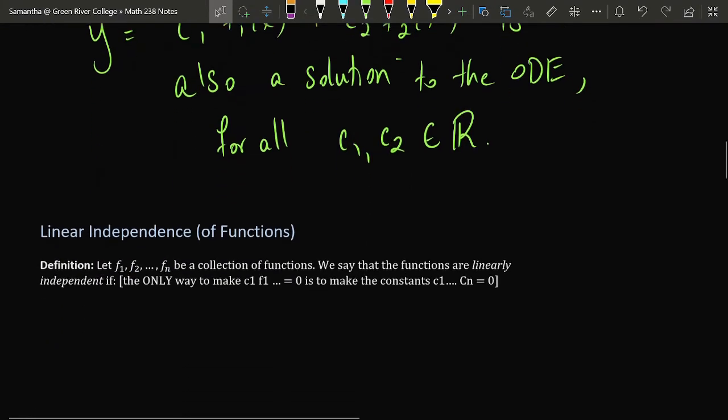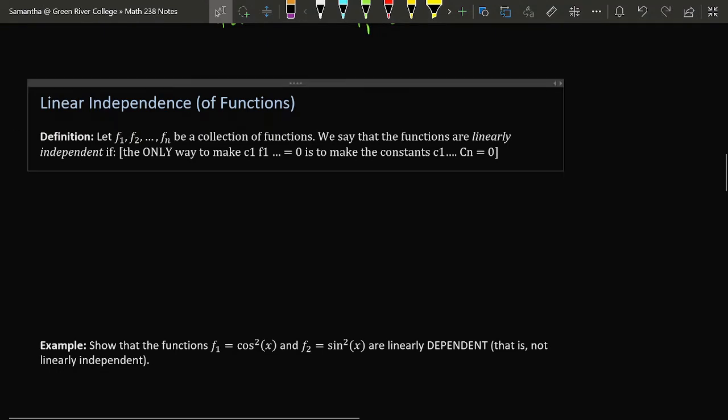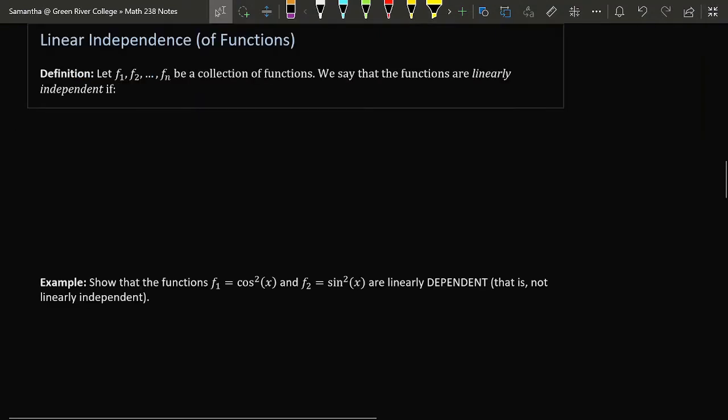In answer to that question, we're going to introduce a new theorem which requires a new piece of terminology called linear independence. If you've taken linear algebra, you're probably already familiar with the concept of linear independence of vectors. And linear independence of functions is a very similar concept.